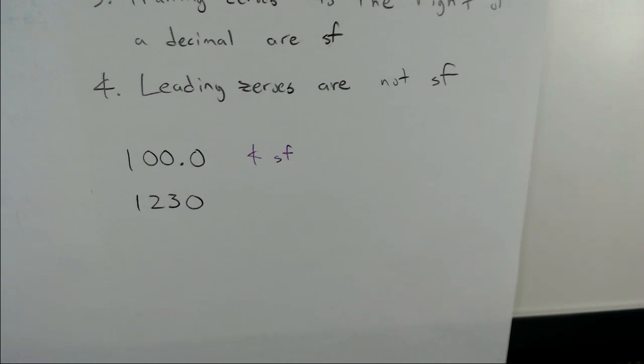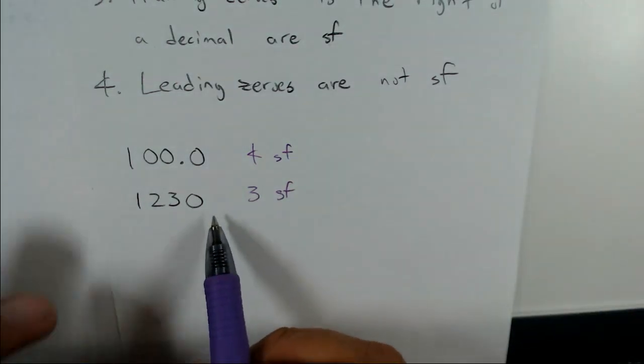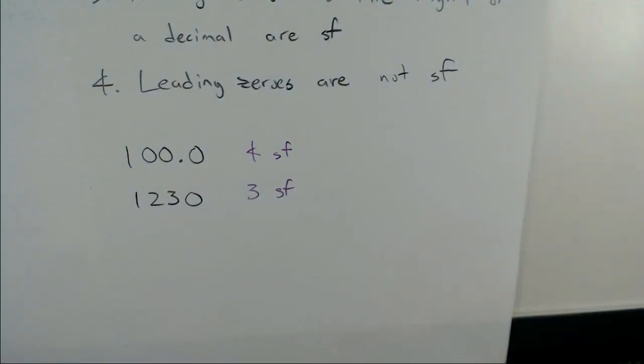1,230 with no decimal. How many significant figures do you think we have there? 3. There are 3. Yep. This trailing zero is actually serving the same role a leading zero would, meaning it's just a placeholder. It's putting the first digit into the thousands place. So it's an order of magnitude thing.